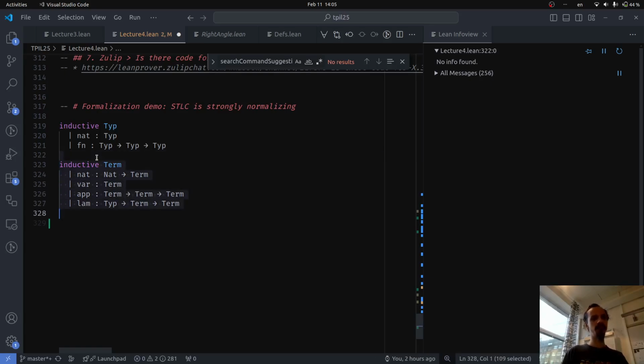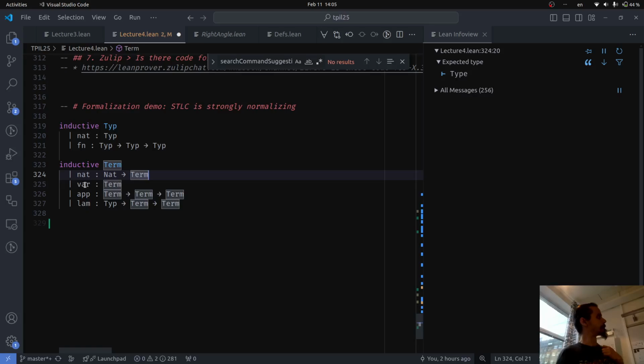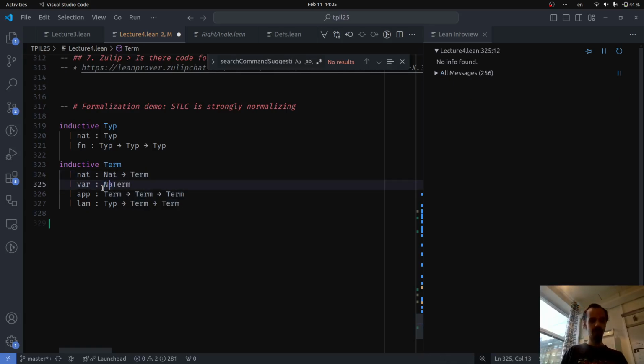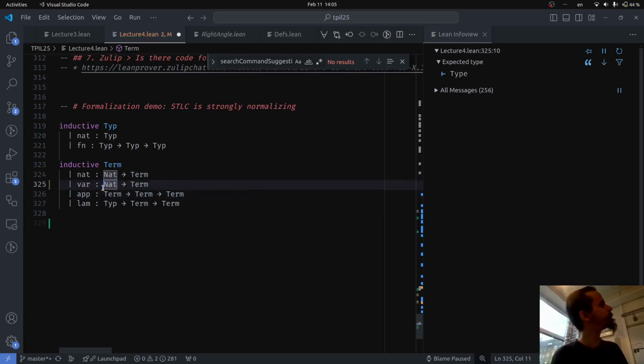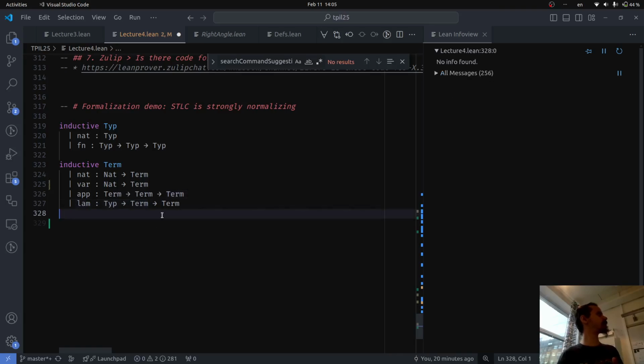And my term language, we have natural number literals. So just given an actual natural number, we get a term. We have variables, and I guess I need an index on that, and we get a term. Or we have applications. You can take two terms, you can get a term. And a lambda, which takes a type and a term. And here I'm going to use the parameter presentation because I have no better ideas.